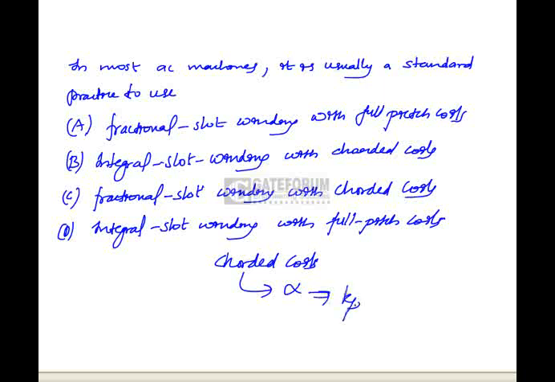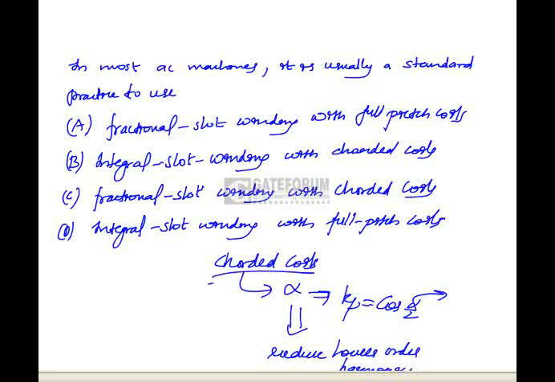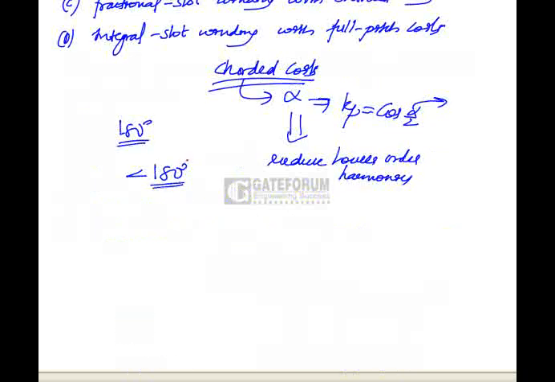Generally we will call it the pitch factor, Kp is equal to cos alpha by 2, where alpha is called the chorded angle. Why we provide this chorded angle is to reduce harmonics, you can say to reduce lower order harmonics. That's why we need chorded coils instead of full pitch coils. For full pitch coils, the coil span is 180 degrees. For chorded coils, it is less than 180 degrees. To reduce lower order harmonics, we need chorded coils.